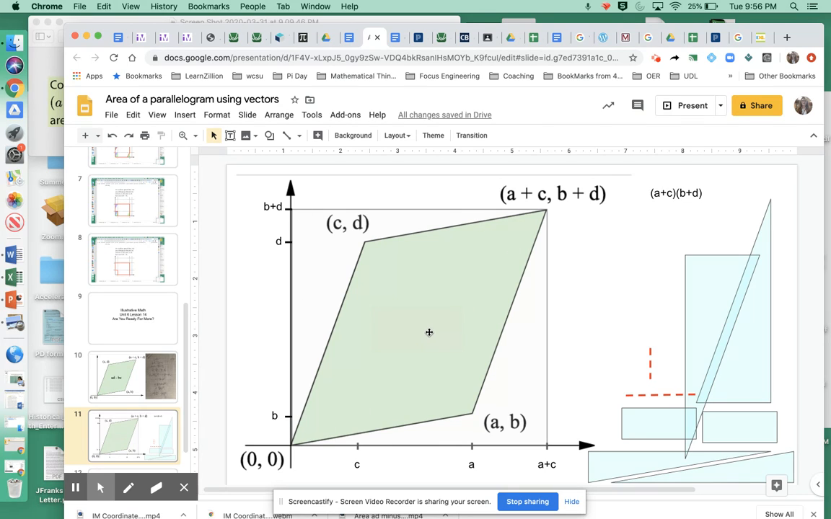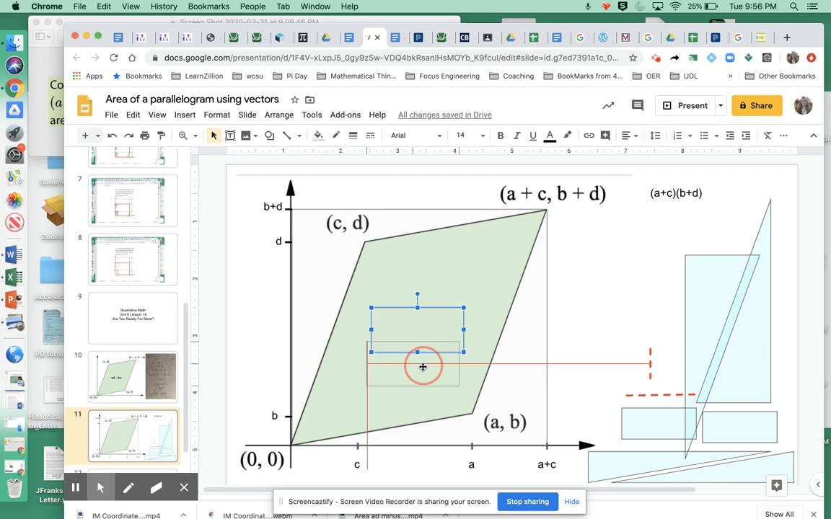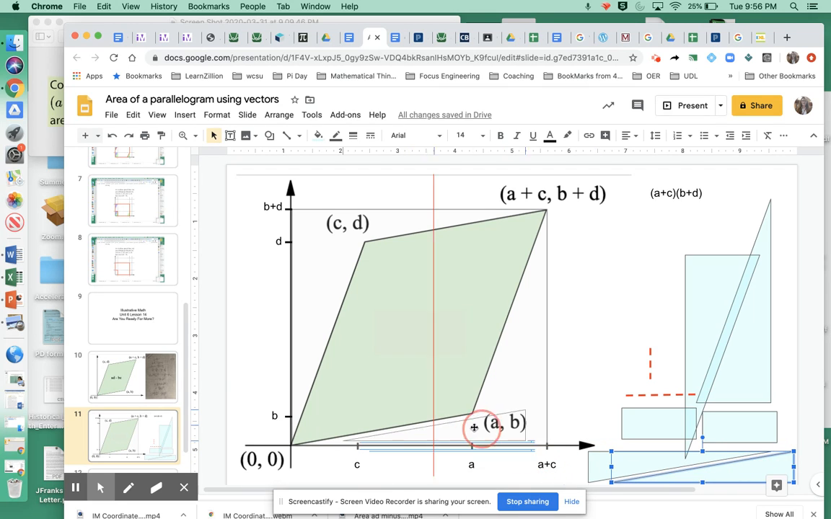I'm trying to come up with the idea that this parallelogram is going to have an area of AD minus BC. All right, let's see how we get there. So I know the big rectangle is A plus C times B plus D. So I'm going to start taking pieces away. So I'm going to make a triangle right down here.